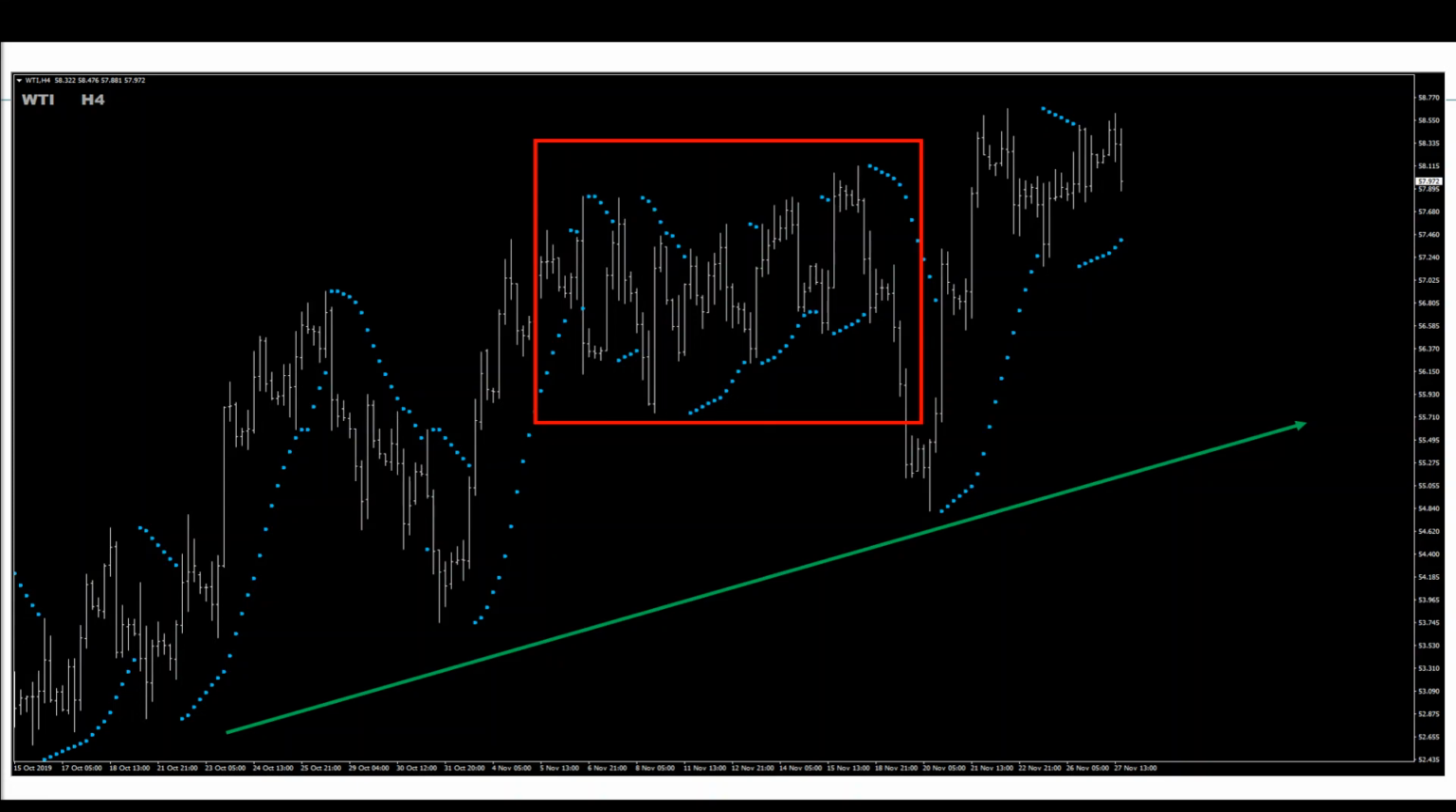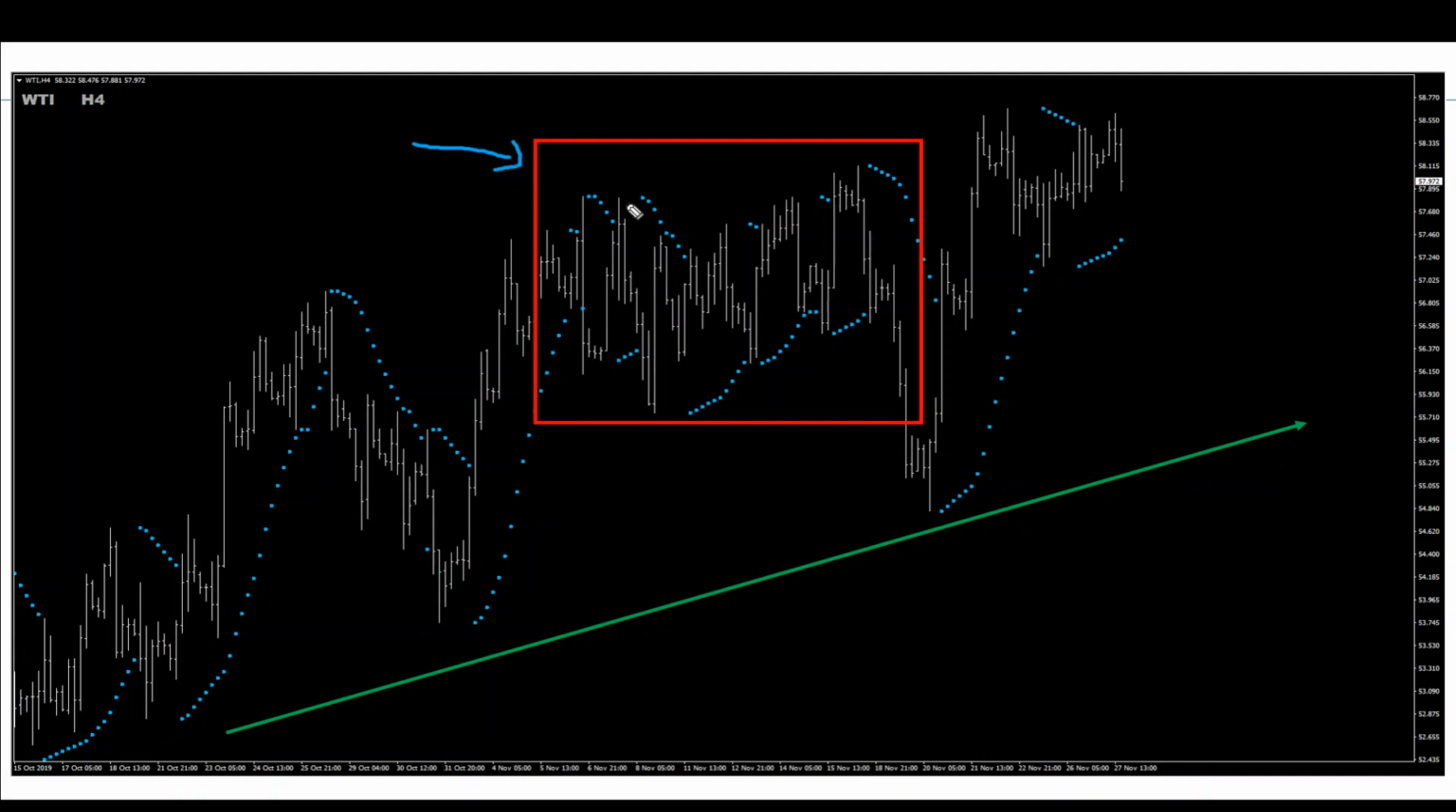Now, this is an example of how the parabolic SAR looks. Basically, these blue dots that you can see below and above the price are the parabolic SAR indicator, the PSAR. And you'll notice something very interesting here. I picked this example on purpose because I wanted to demonstrate how it looks in trending situations and how it looks inside ranging situations.